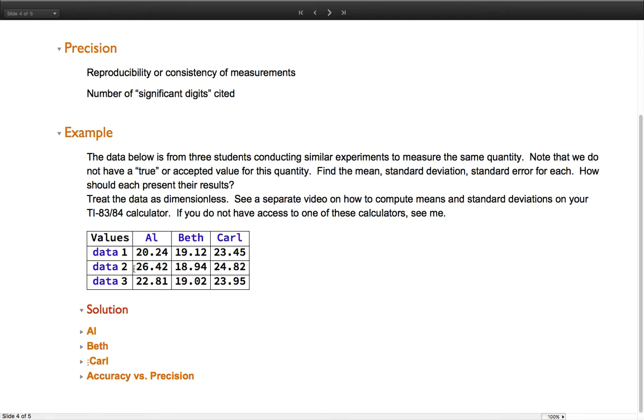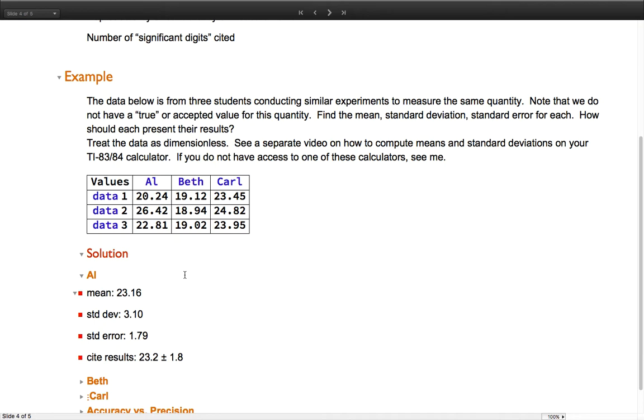When you do that, which I would suggest taking a pause and doing that, we'll find Al's results. We take the mean value for Al, and that turns out to be 23.16, and I'm only going to cite 2 digits at the time being. We calculate his standard deviation, it's 3.10. Take this number and divide it by the square root of 3. That'll give me the standard error. So now we've calculated the 3 numbers, the mean, the standard deviation, and the standard error.